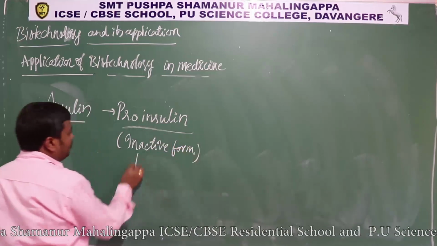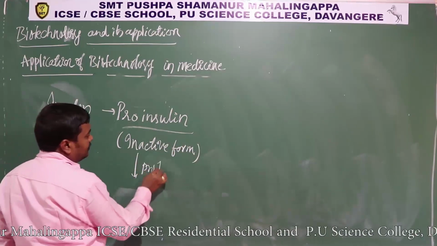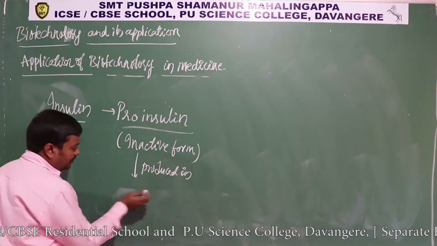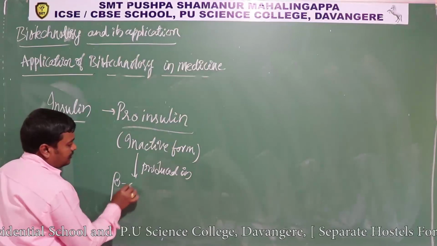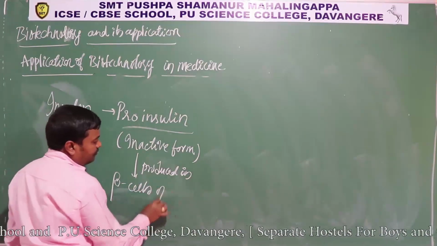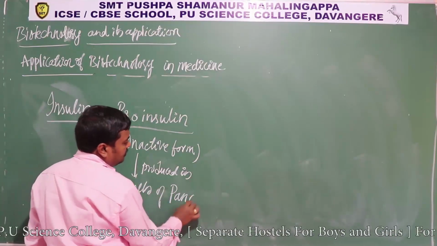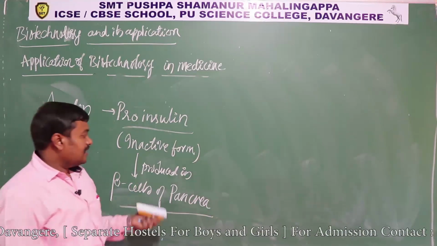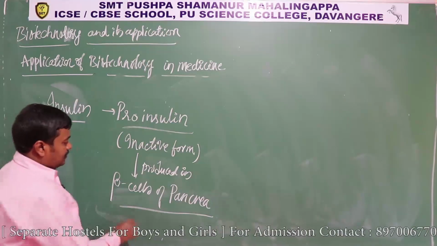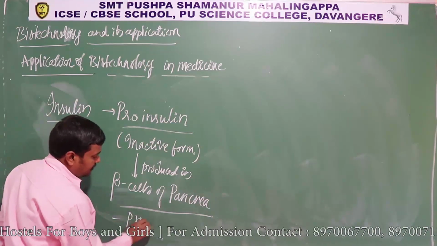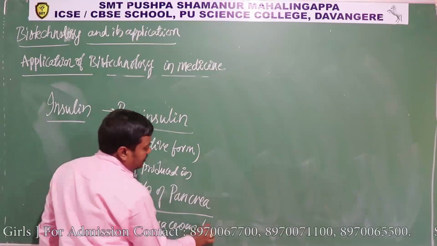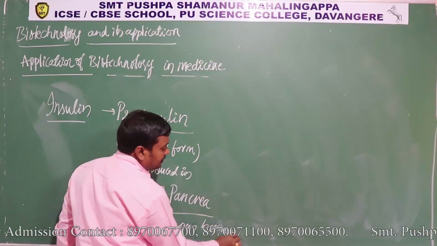Remember, this insulin produced in beta cells of pancreas. Pancreas beta cells produce ಆಗುತ್ತೆ. And this is proteinaceous. ಇದನ್ನು ಪ್ರೋಟೀನೇಷಿಯಸ್ ಹಾರ್ಮೋನ್ ಅಂತೀವಿ. ಇದು ಪ್ರೋಟೀನಿಂದ ಆಗಿರುತ್ತೆ.